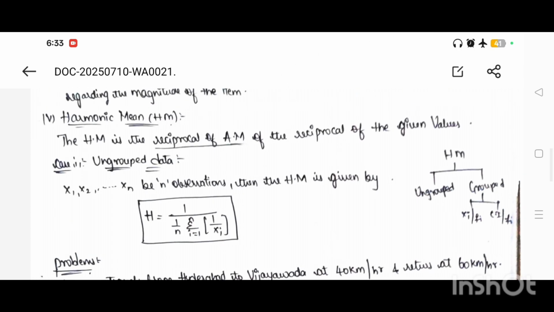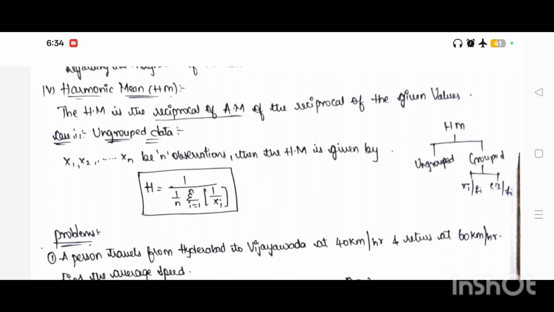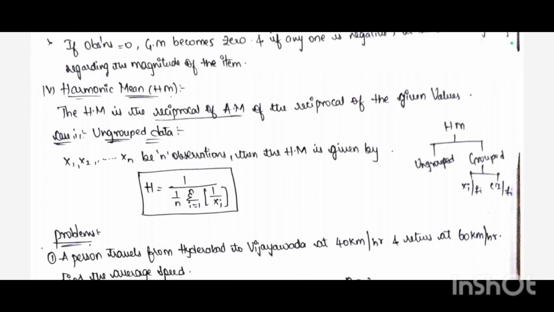Welcome to the statistics class. In this class, we are going to learn about harmonic mean. Harmonic mean is the reciprocal of the arithmetic mean of the reciprocals of the given values. For ungrouped data, let x1, x2, x3, and so on up to xn be n observations. Then the harmonic mean is given by 1 divided by (1/n summation 1/xi).